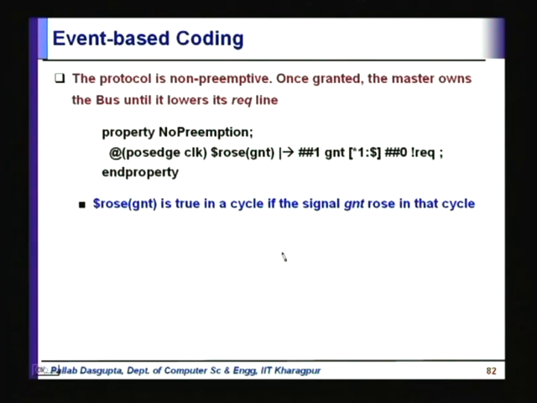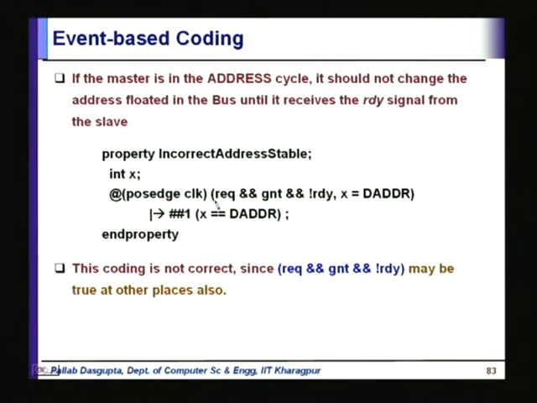So, it is with this observation that let us say the verification engineer writes request and grant and not ready. So, what is the verification engineer trying to do? She is trying to express this as the characterizing sequence for the address cycle. She is trying to characterize the address cycle with this predicate, request and grant and not ready, right. This is a problem because this condition can be true in other places also.